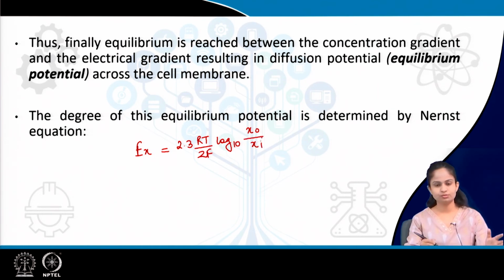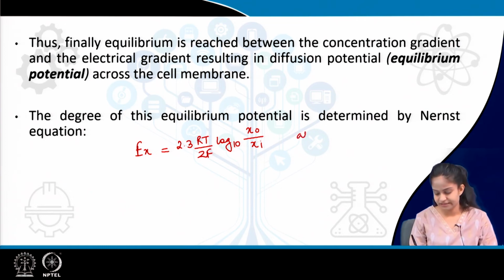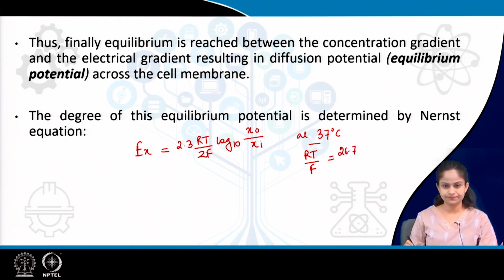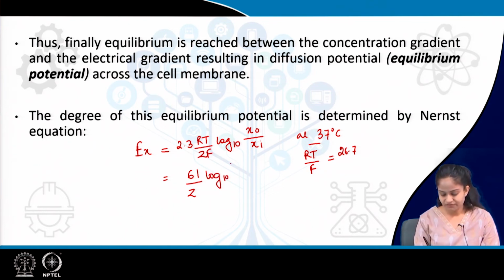Now, you do not have to remember all these factors R, T, F. Z is mainly for the valency, F is the Faraday's constant, R is the universal gas constant, and T is the temperature. So, at 37 degrees centigrade core body temperature, this factor RT by F is equivalent to 26.7. So, generally if we put this factor over here, we get 61 by Z, where Z is the valency, times log 10 of the concentration of the ion outside over the concentration of the ion inside.